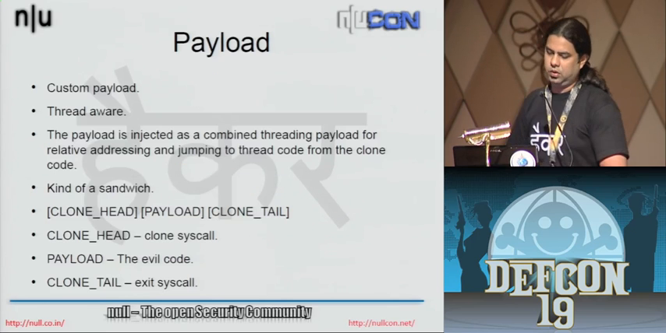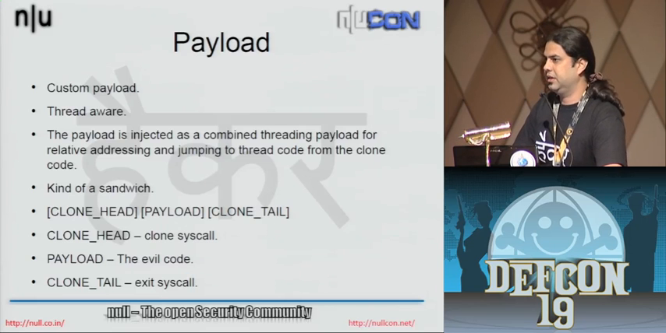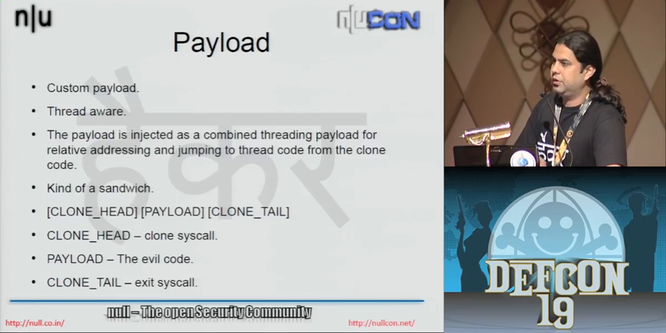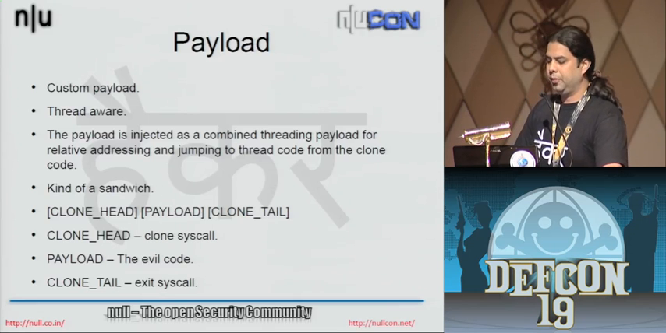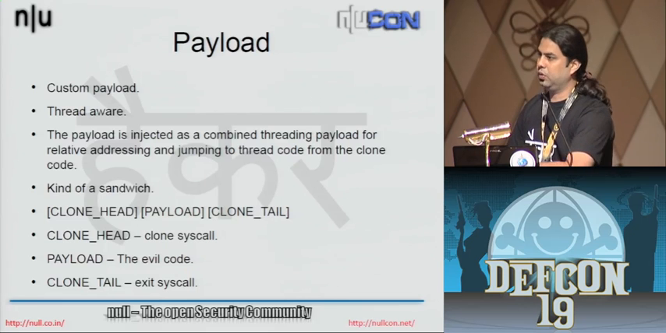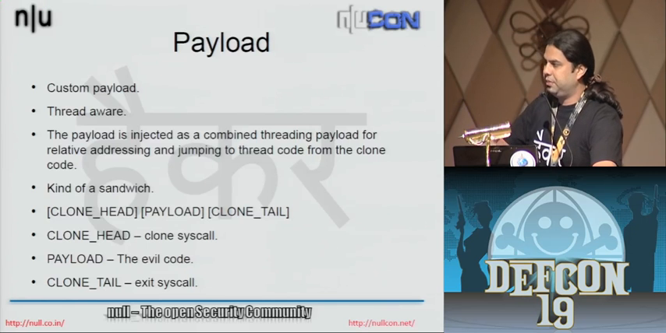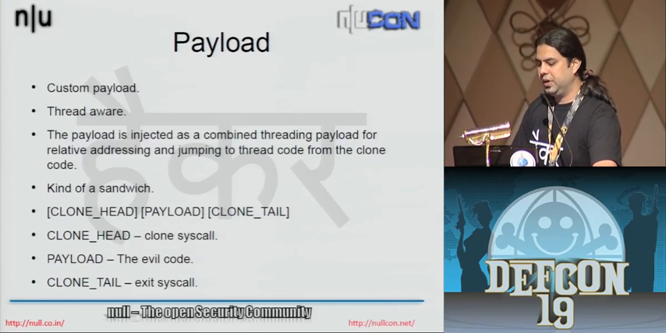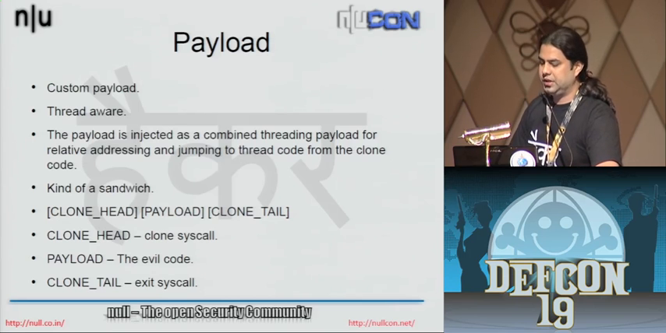Yeah, so this is how the payload looks. Once you pass the payload to the API, it creates a sandwich, wherein it gives the clone head, which is the stub shellcode for the clone system call, and a clone tail, which is just the exit system call. Once it starts executing, in the child it will jump onto the payload from the clone head, and then eventually to the clone tail, which is the exit system call. If it is the parent thread, it'll execute the CC instruction and give control back to the tracing process.